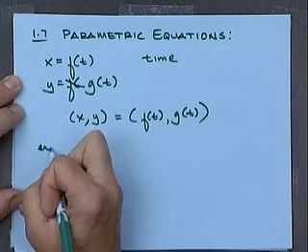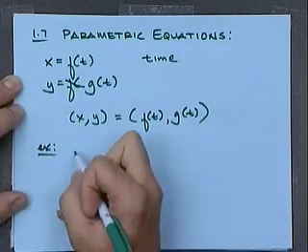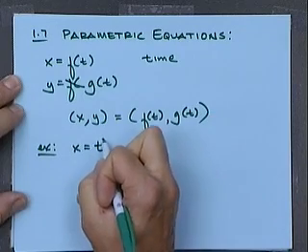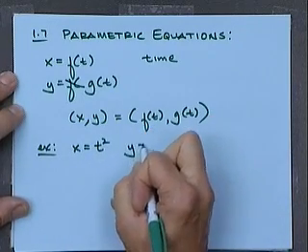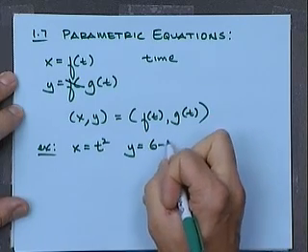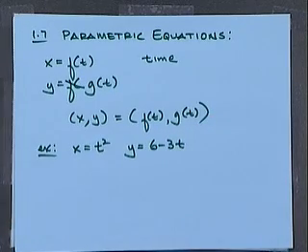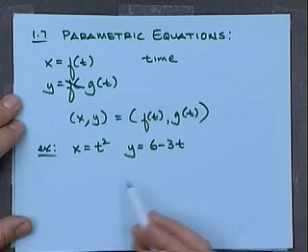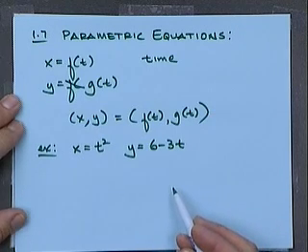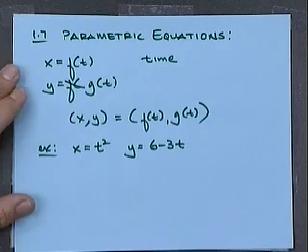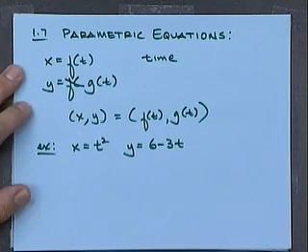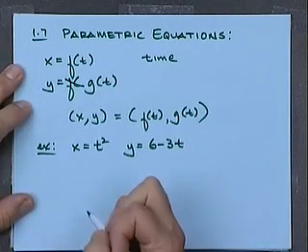All right, let's look at this. This is a pretty simple example to start with. Let's say x is t squared, and y is 6 minus 3t. So x in terms of t, y in terms of t, so our parameter is t. We could, which we will at the end of this problem, eliminate the parameter and find y in terms of x, or x in terms of y, depending on what we think is more appropriate.